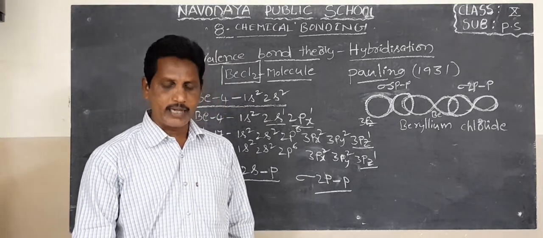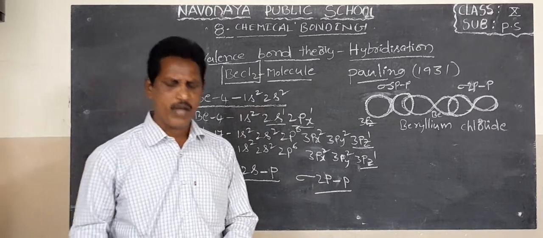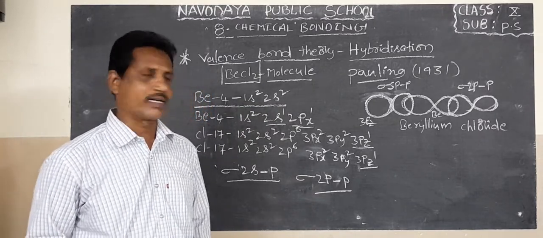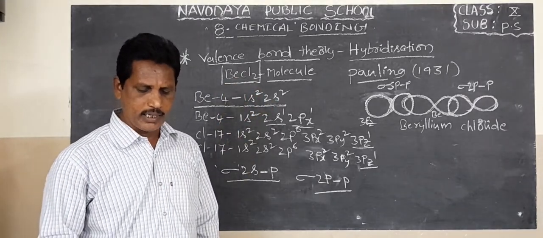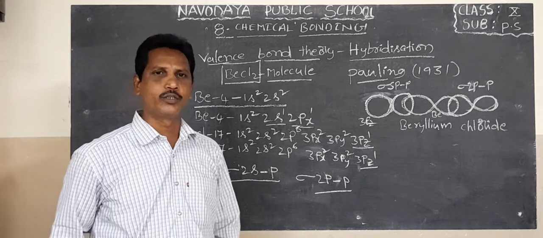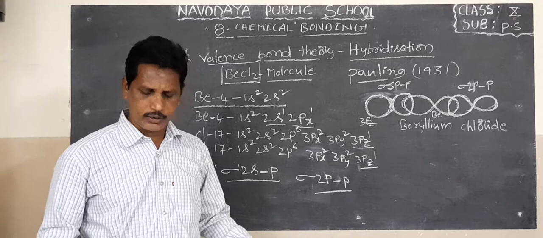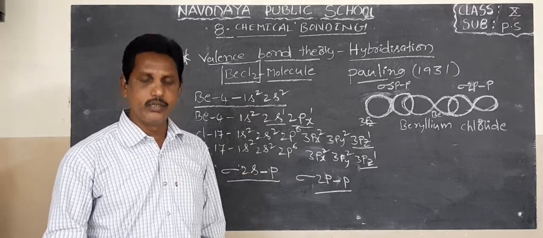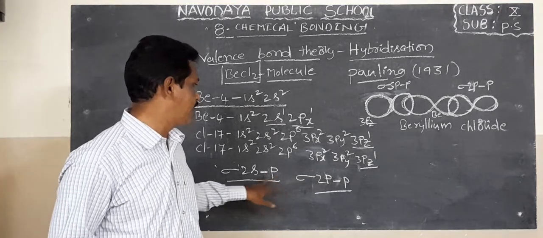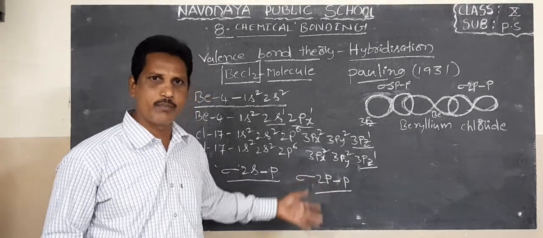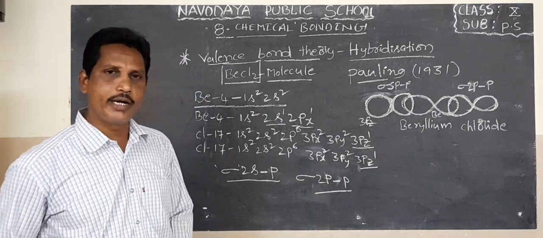Beryllium has the electronic configuration 1s2 2s2. That is the general electronic configuration of a beryllium atom. In this state it has no unpaired electrons, so we expect it not to form covalent bonds. But beryllium forms two covalent bonds, two single covalent bonds, both sigma bonds, strong bonds, one with each of the two chlorine atoms.